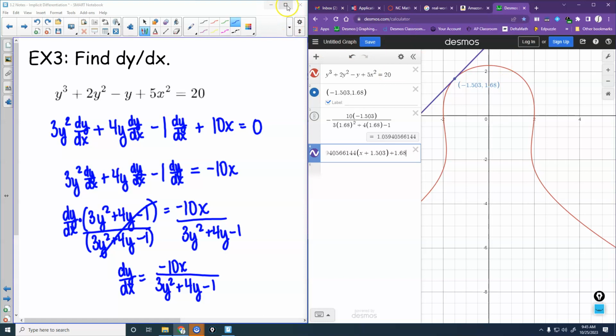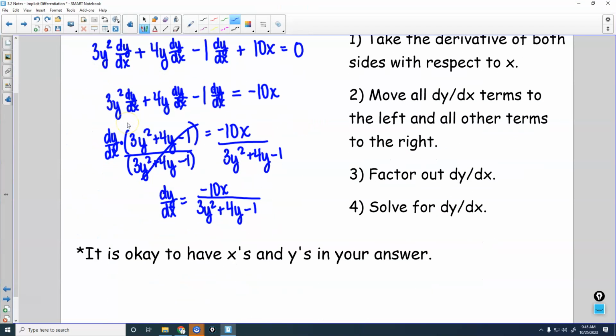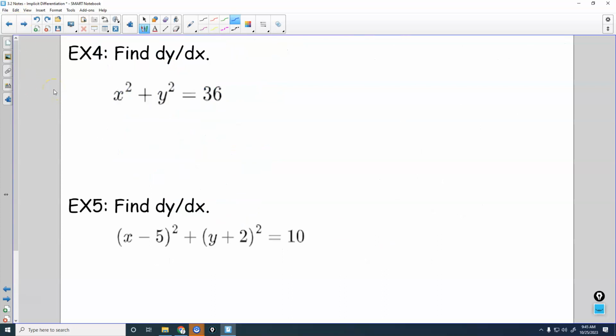So let's look. Again, it is okay to have x's and y's in your answer. In fact, lots of times you do have both in your answer. Let's see. All right, we got time to do this one. What is this one? What's it look like if we graph it?